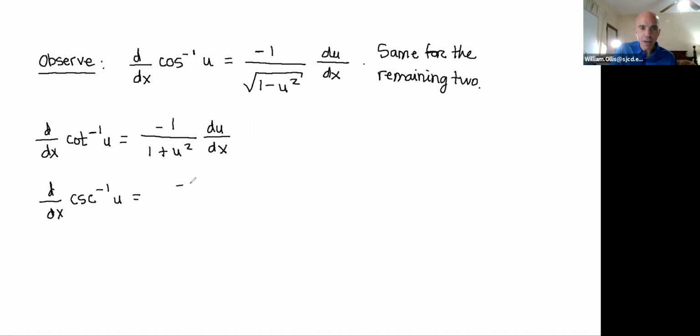Will be the negative of the formula that we have for inverse secant. So this is the absolute value of u, square root u squared minus 1 du dx. So like I said before, the focus will be on the ones that we've derived. And I just want you to be familiar, if you come up against these, that you have the formulas already. So again, nothing new here.